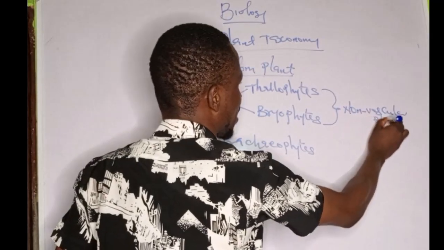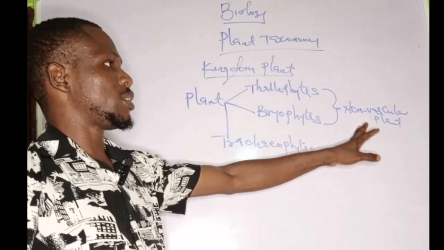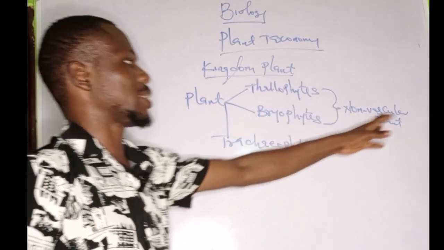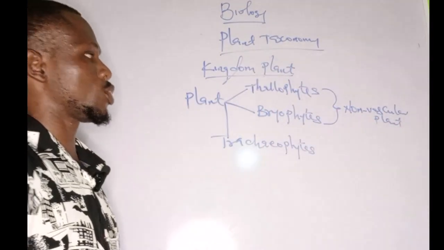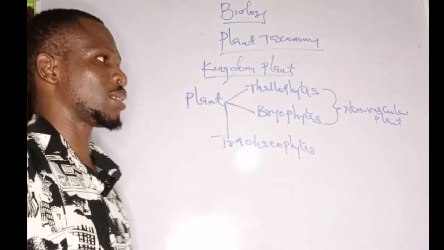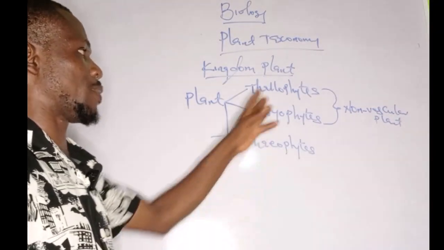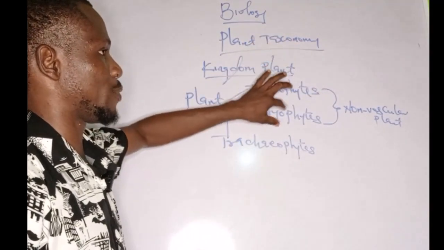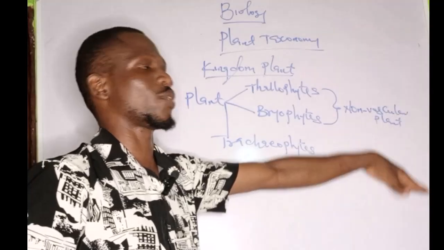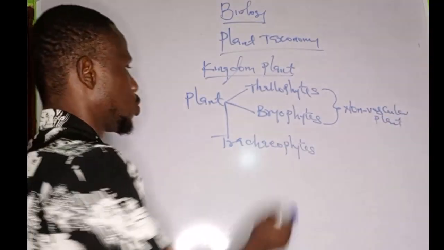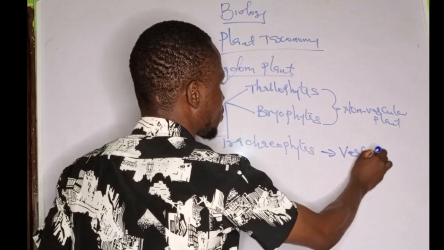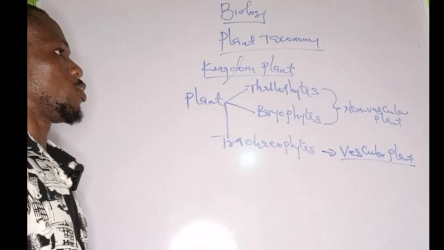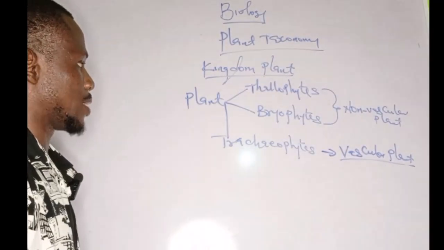The thallophytes and bryophytes are nascent plants that lack vascular bundles, so they are called non-vascular plants. Vascular bundle is a system that conducts materials in the plant. The vascular system is to plants what the circulatory system is to animals. The system that transports materials in plants is called the vascular system, and the thallophytes and bryophytes have no vascular system. They are non-vascular plants, while the tracheophytes are vascular plants. They have vascular tissues that transport materials throughout the plant.